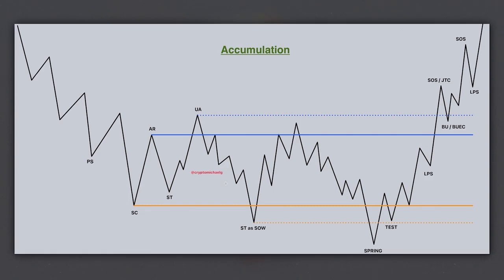Other times they're just regular tests. In this example on the screen for the accumulation, the test shows up as a show of weakness, SOW, shows up as a false breakout. That is a valid test. But also, if price had come down and not gone below the orange line and reversed, that would also be a test. This is the choppiest part of the entire structure, and so you can expect many tests.